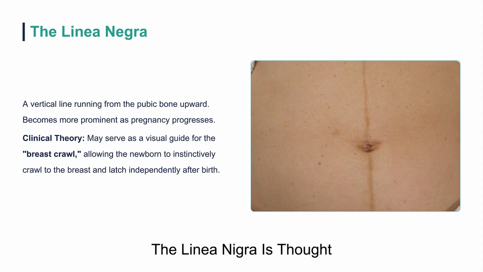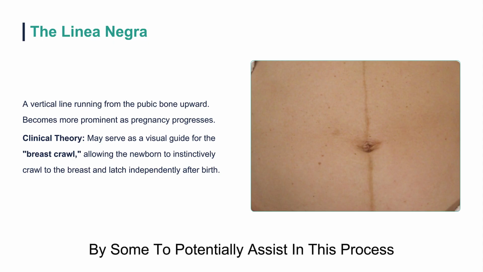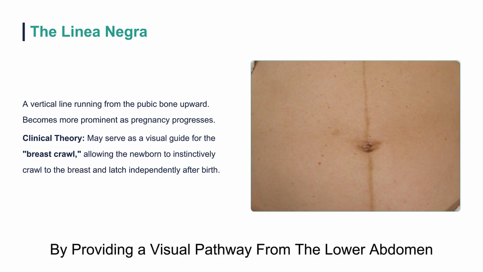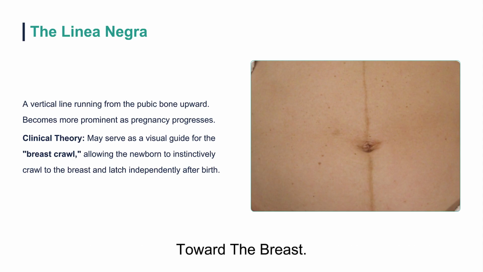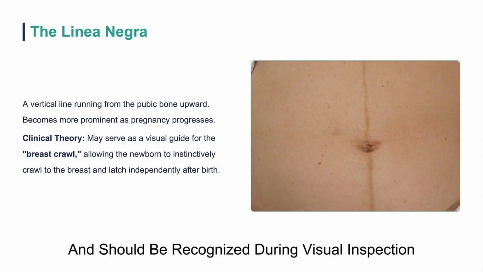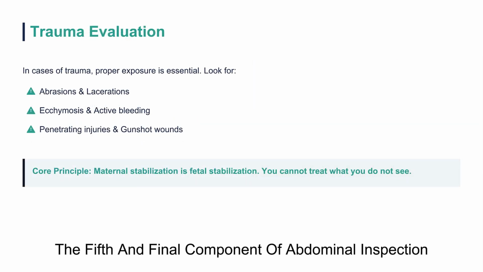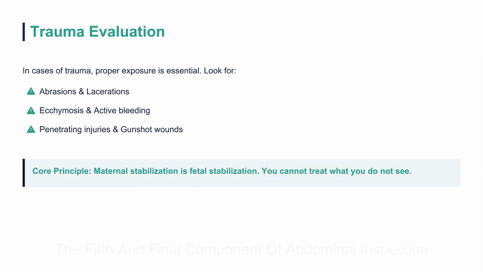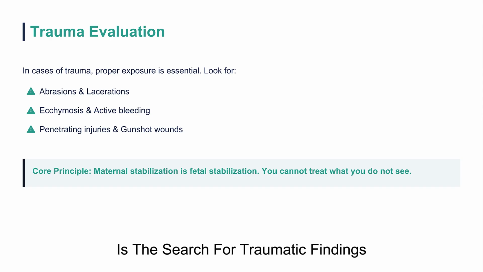The Linea Nigra is thought by some to potentially assist in this process by providing a visual pathway from the lower abdomen toward the breast. Whether faint or prominent, its presence is a normal finding during pregnancy and should be recognized during visual inspection. The fifth and final component of abdominal inspection is the search for traumatic findings.